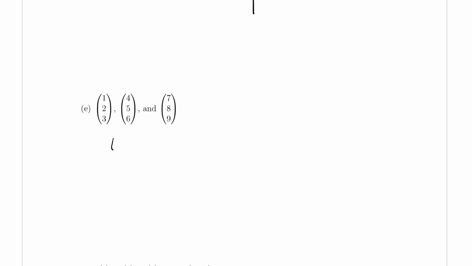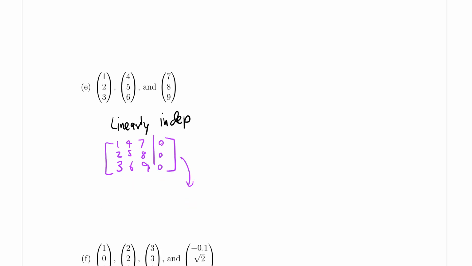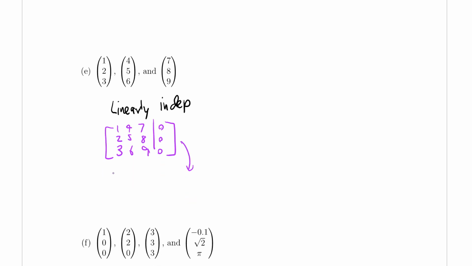So are they linearly independent? Now let me actually just go ahead and write the augmented matrix. That's going to be 1, 2, 3, 4, 5, 6, 7, 8, 9, and then all 0. Now, if I were to row reduce this guy, that's going to give me 1, 0, 0, 0, 1, 0, and then negative 1, 2, 0.